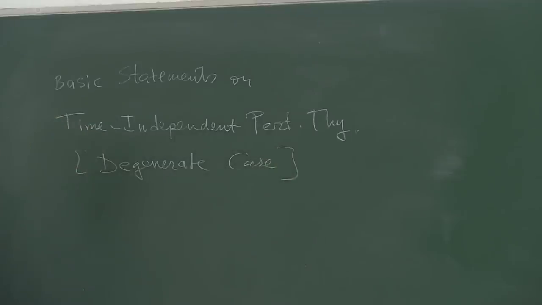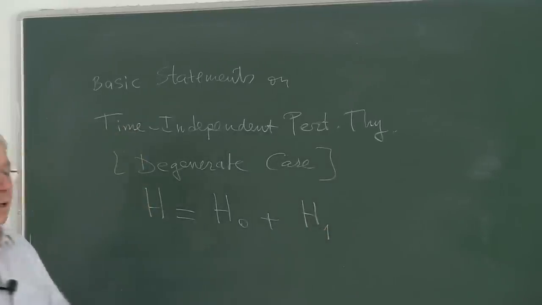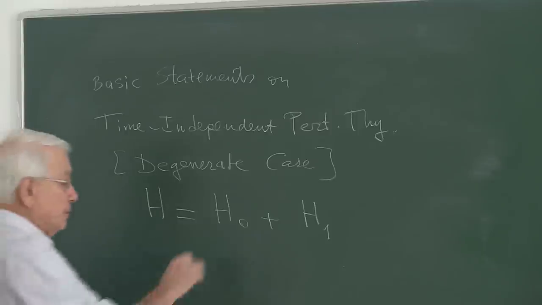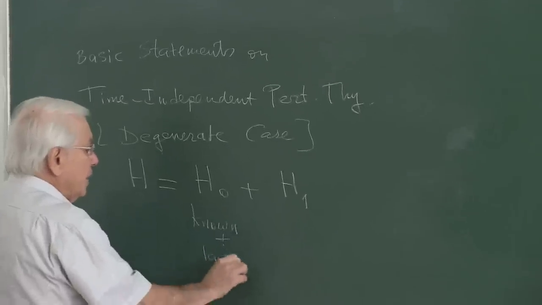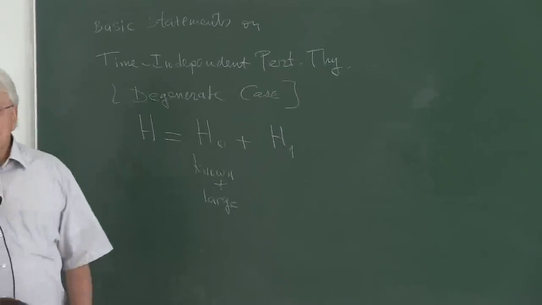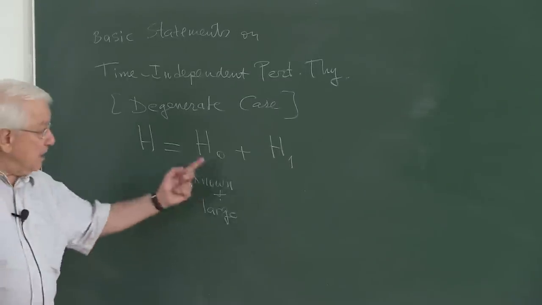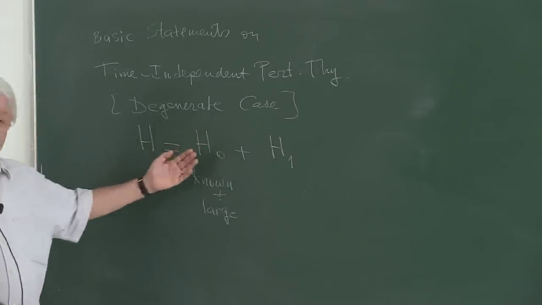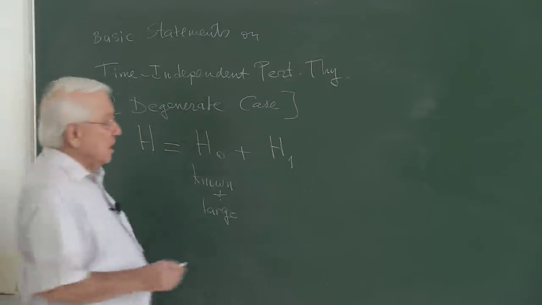So if we have a physical system described by a Hamiltonian H, which could be decomposed into two pieces, which we call the known and large part, known and large. We have explained last time, I guess, what we mean by large and small. These are operators. Largeness or smallness should be worked out in a given basis, and that basis is the complete orthonormal basis of this Hamiltonian itself. Therefore, you have to understand this largeness and smallness in that context.